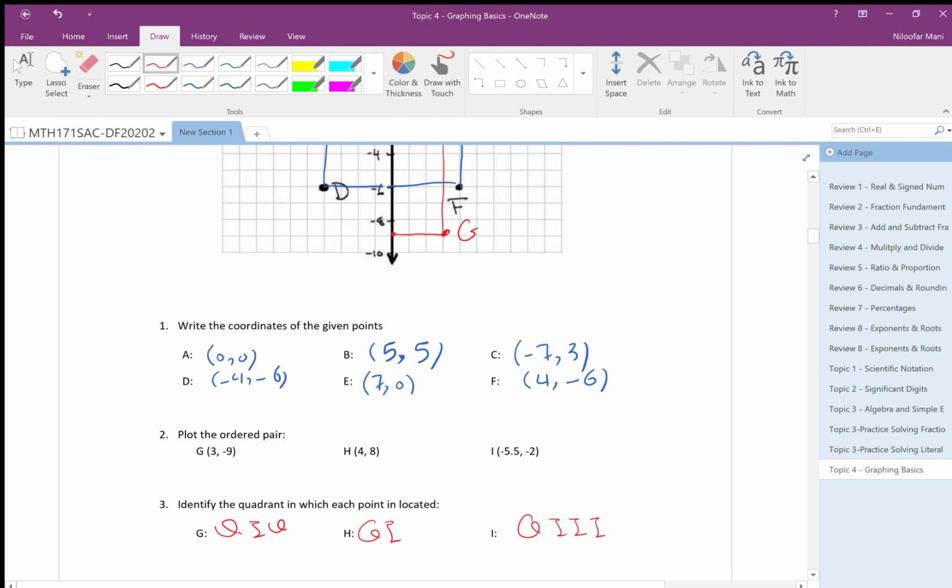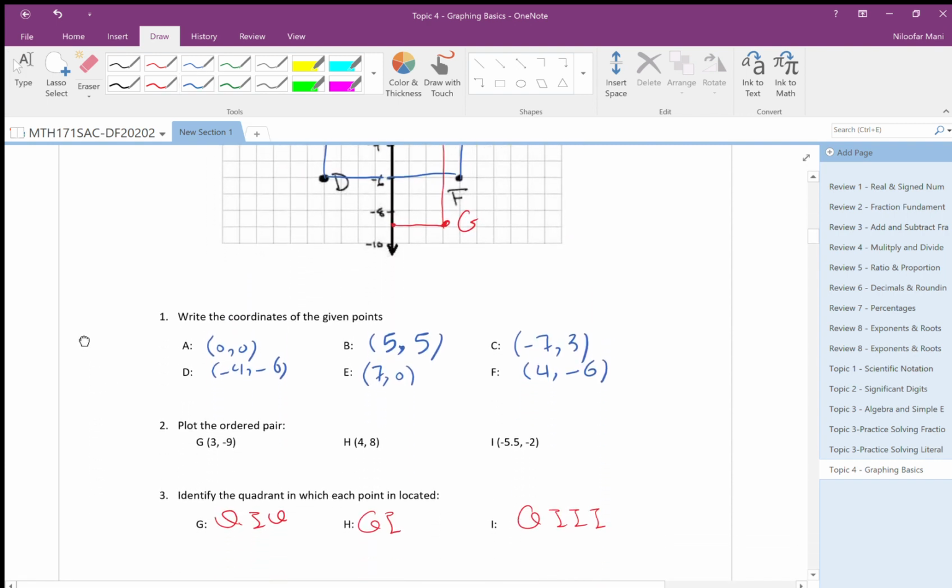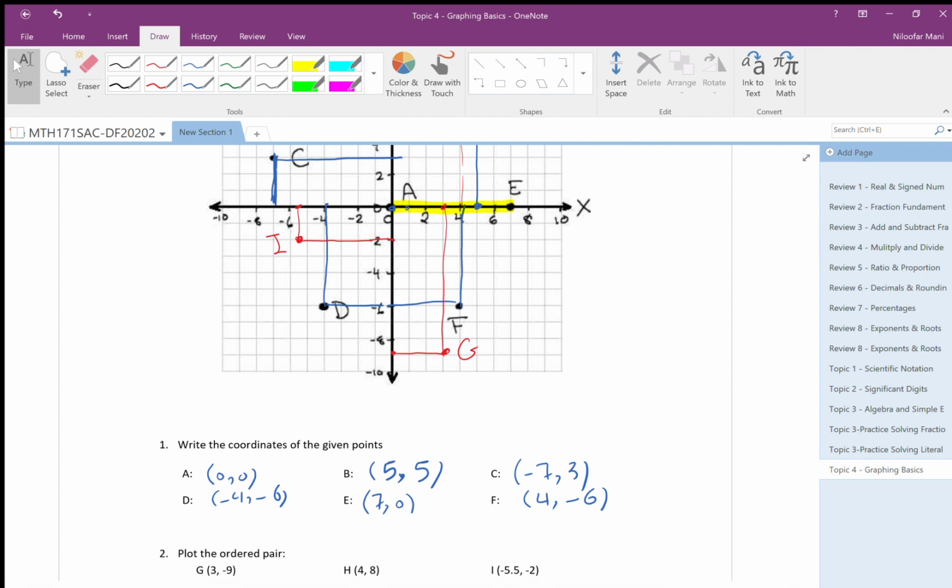Still here I can make a rule for myself. If I see both of them positive, quadrant 1. If I have both of them negative, it's quadrant 3. If I have one of them positive, one of them negative, maybe quadrant 1 or 2.